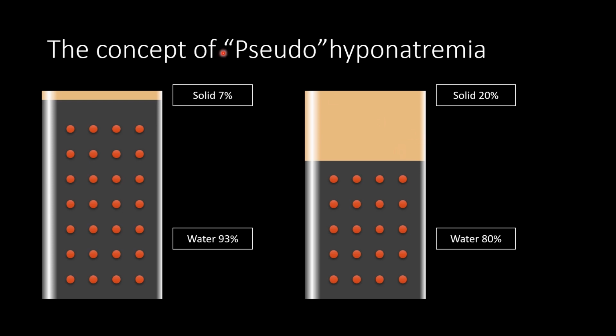But why is it pseudo? Because there is no actual low sodium. The sodium is appearing low because of the increase in the solid component of the plasma. The solid component is mainly composed of protein and lipid. So any pathology that gives rise to increased protein or lipid component, like hypercholesterolemia, hypertriglyceridemia, paraproteinemia or intravenous immunoglobulin administration, can lead to an increase in the solid compartment, and that can lead to pseudo hyponatremia. That means the total sodium will be less, but the sodium concentration or functional sodium will be the same.